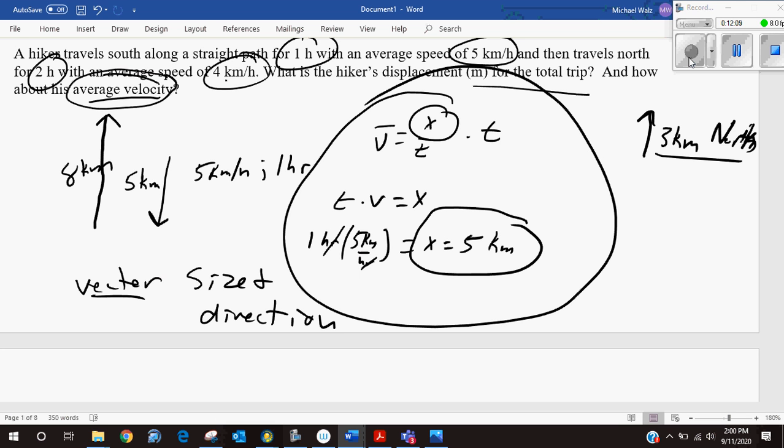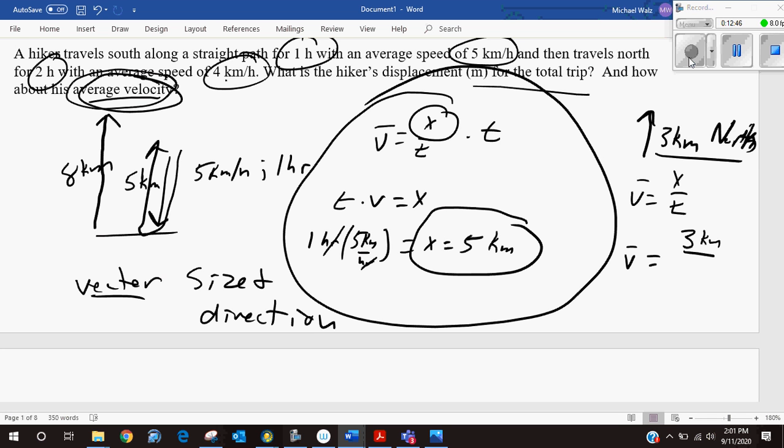Okay, so the question was average velocity, and at first I thought I was going to do some SOHCAHTOA stuff, but now I realize it's all linear. So even though the guy was going quite a bit faster, 5 kilometers per hour and then 4 kilometers per hour, his actual velocity is displacement per time, and his displacement was only 3 kilometers.